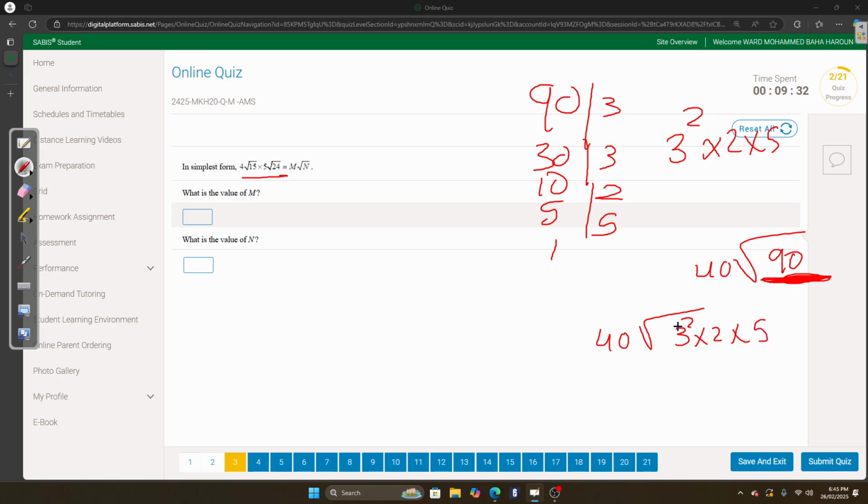What did we say? Even powers, you take them out and you cancel the square. And this only has one 2, so you're going to take it outside. It's going to be 40 times 3, since you take it outside, radical 10. Because 2 times 5 is 10. It's 120 radical 10. That's your final answer.